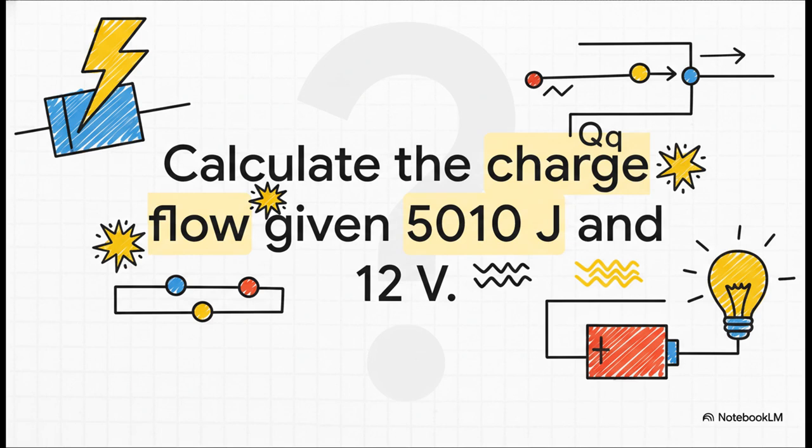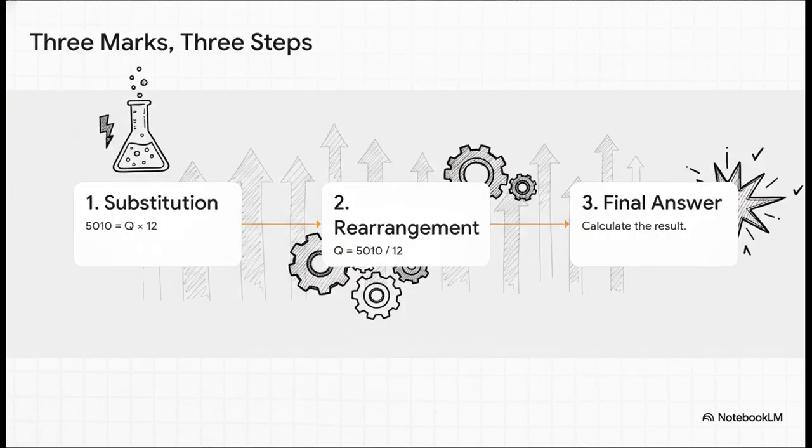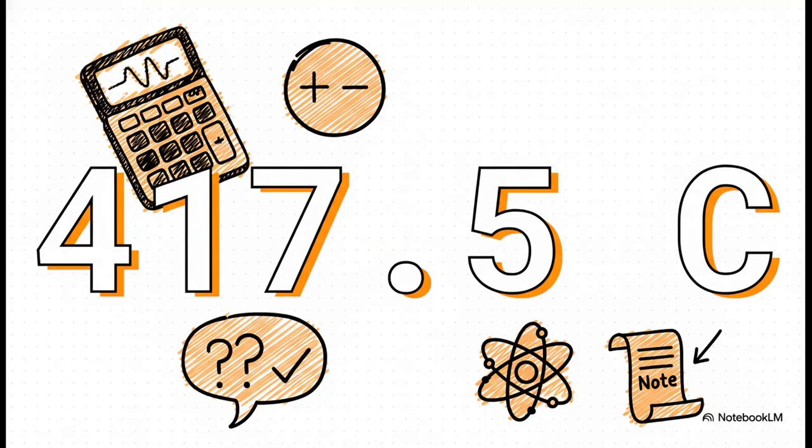We literally just picked out the equation we need, so now we just have to put it to work. To get all 3 marks for this, you have to show these 3 distinct steps. The first mark is just for putting the numbers into the equation correctly. 5010 equals Q times 12. See, you get a mark even if you mess up the math later. The second mark is for rearranging the equation correctly to find Q. And the final mark, that's for the correct answer. The correct answer is 417.5 coulombs. And hey, look at the mark scheme note again.